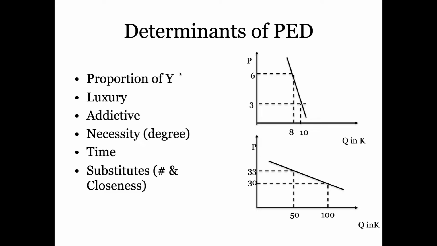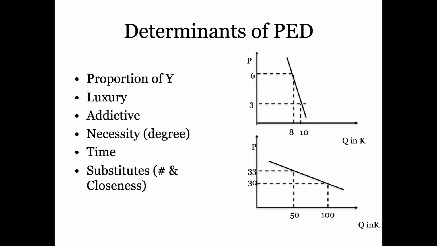Y is the economic symbol for income. So if something is a small proportion of our income, we generally don't care much if the price goes up. If a piece of gum or a staple goes from 3 cents to 6 cents, generally the drop in quantity isn't going to be much because people don't care. It's not a large proportion of their income.